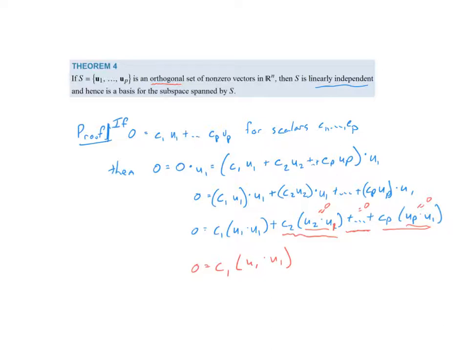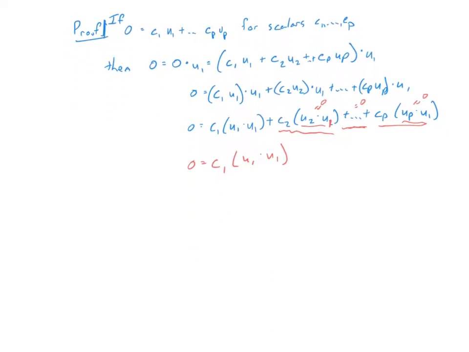Now, we're almost at the end of the proof. Next thing I'm going to say is, let's move this up a little bit here. I'm actually showing my work here. That is true because U1 is orthogonal to every other vector in the set, U2 through UP. That's why all of that canceled out, basically.